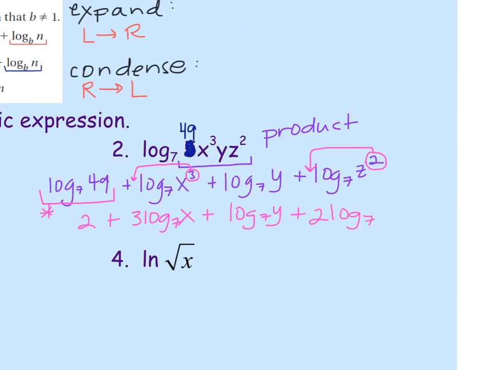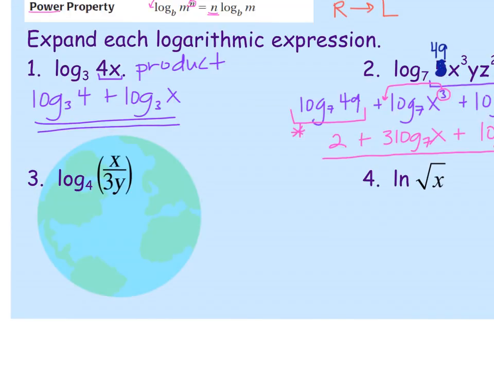2 log base 7 of z. So this expanded to 4 separate terms. 3 of them still include the logarithmic term, and the first one was evaluated completely. Up next, we have log base 4 of x divided by 3y. So technically, we have a quotient and a product happening here. And I'll show you a couple of different ways this answer can be written correctly.